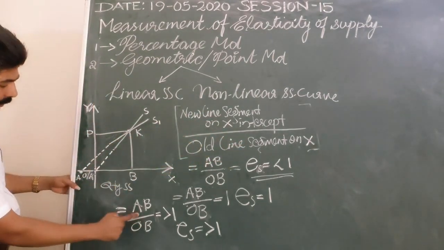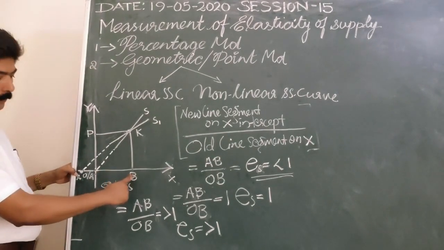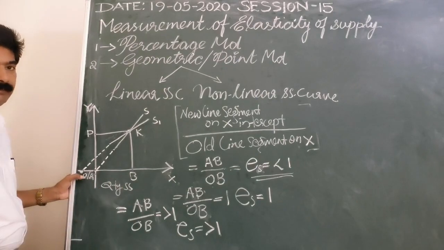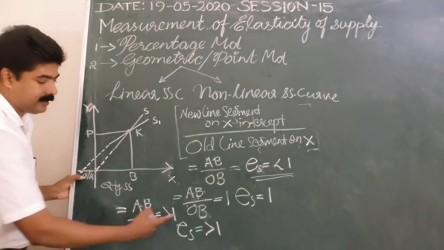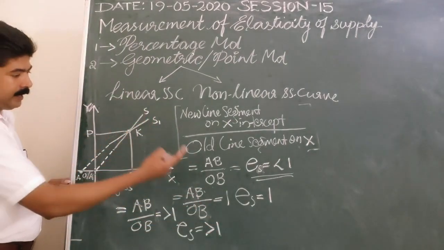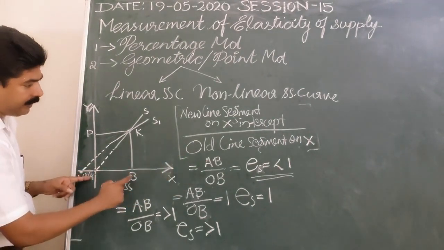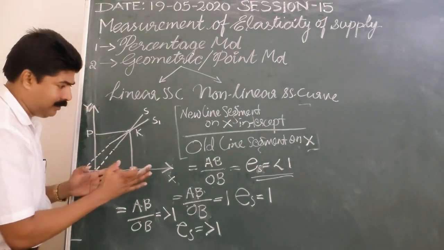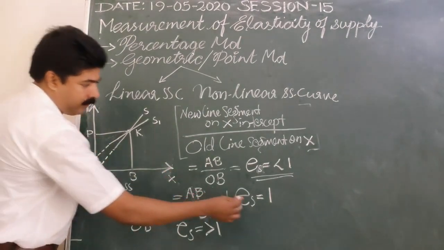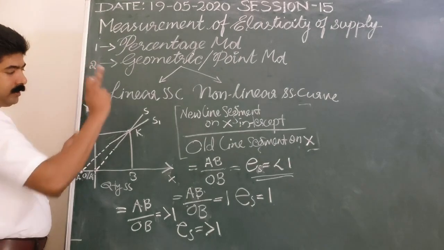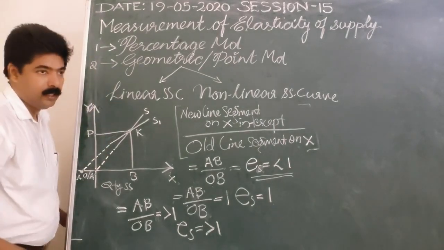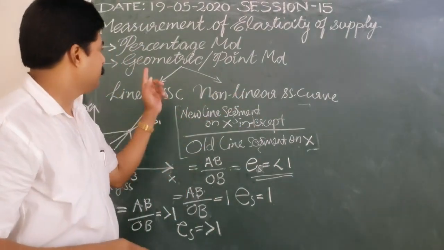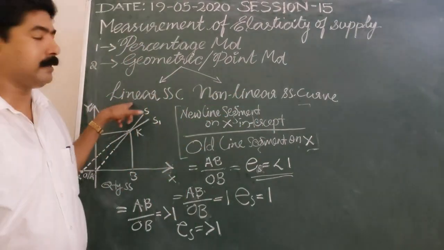So what is happening here? AB, the quantity supplied, is much greater than OB. In relation with the price, elasticity is greater than 1. And in this case, AB is equal to OB. The quantity supplied changes equal to OB earlier, and therefore it is equal to 1. The first case we have seen in another way. So all these three different values are calculated under the point method.